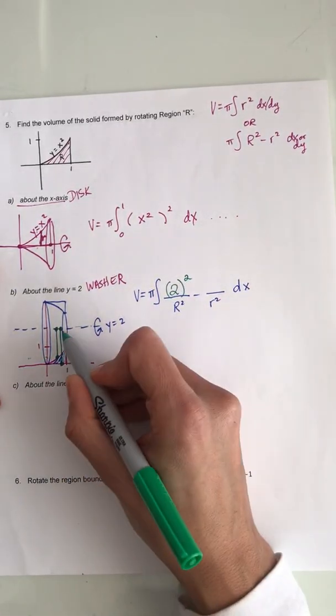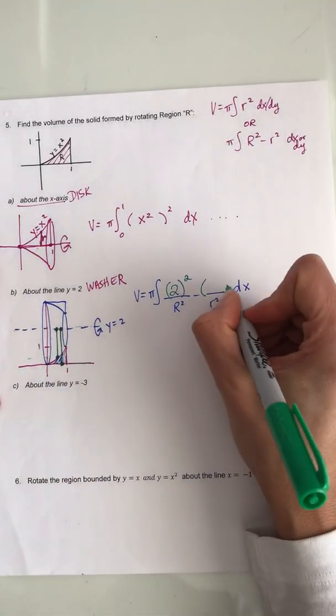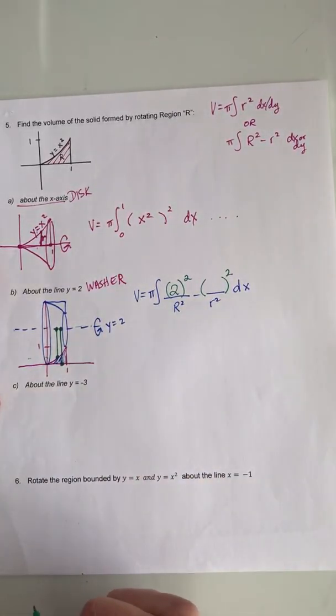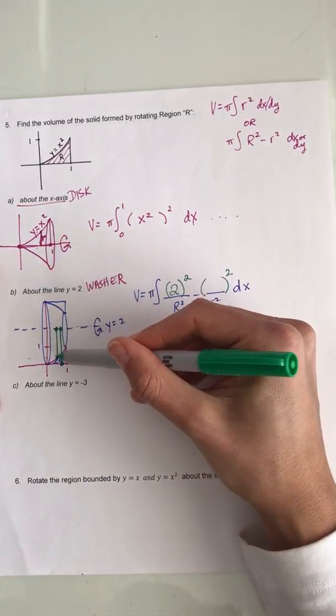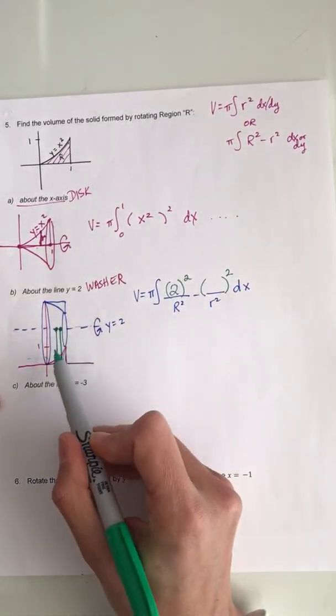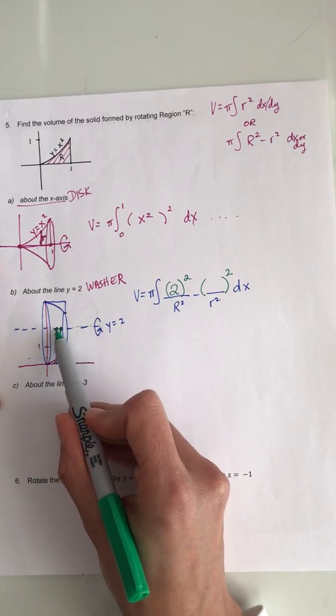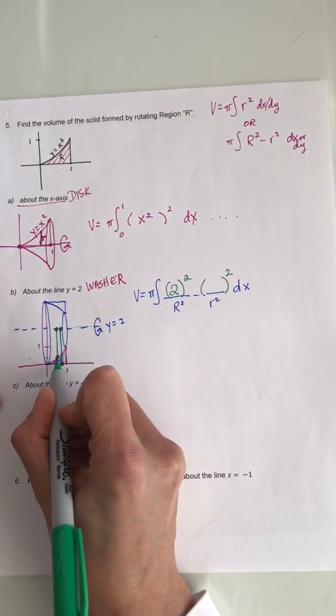Outer radius squared. It is 2 units long. The shorter radius is definitely the trickier one. How do you get an expression for this shorter length? Well, if I went all the way down to the x-axis, it would be 2. But I have to take this piece out.